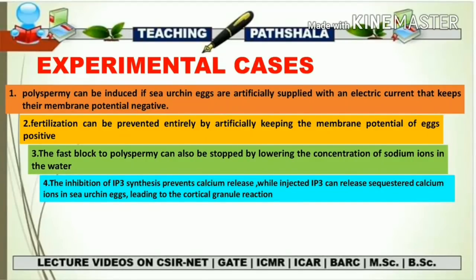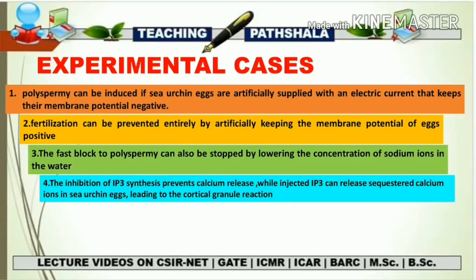The second experimental case is that fertilization can be prevented entirely by artificially keeping the membrane potential of an egg positive. Suppose there is no fusion between the egg and the sperm, but with some experimental condition you are successful in keeping the overall membrane potential of an egg positive, then obviously in the absence of a sperm there will also be an absence of fertilization, because the egg will be regarded as positively charged, so no sperm is going to act on that.